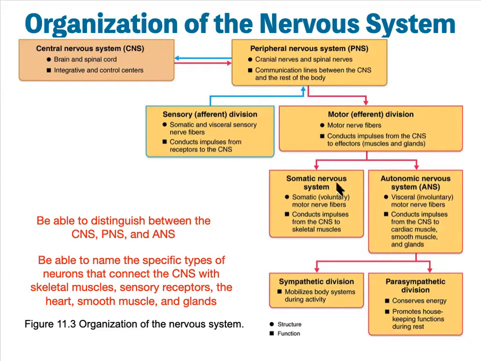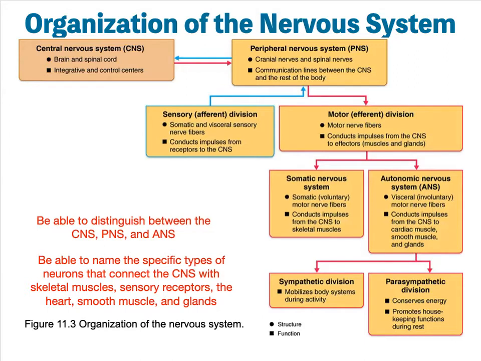And it's often referred to as the voluntary nervous system because it allows us to consciously control our skeletal muscles. On the other hand, the autonomic nervous system is also known as the visceral motor system. It consists of visceral motor nerve fibers that regulate the activity of smooth muscles, cardiac muscle, and glands. Autonomic means a law unto itself, because we generally cannot control such activities as pumping of our heart or the movement of food throughout our bowels.